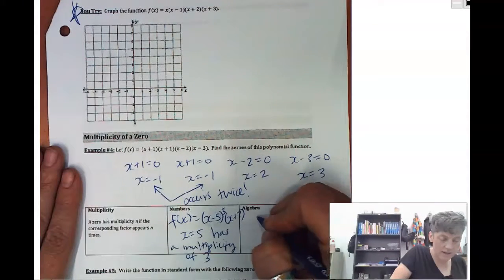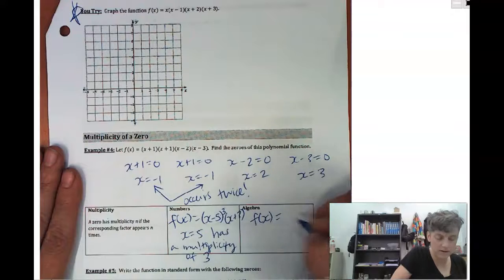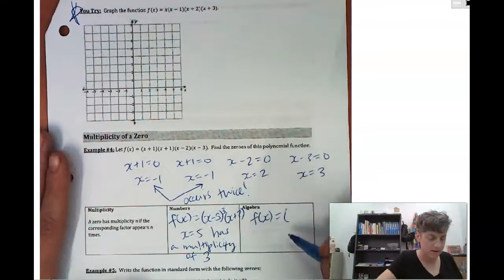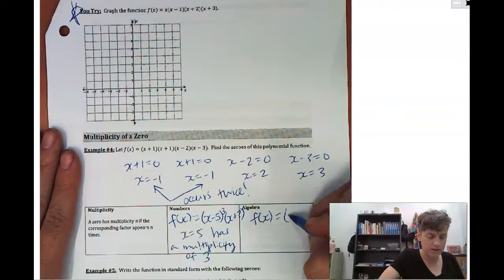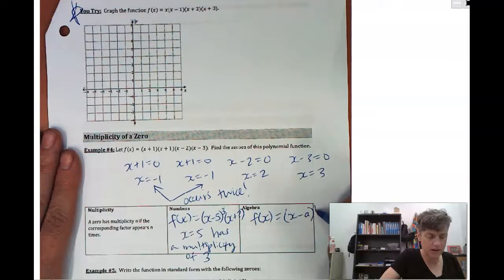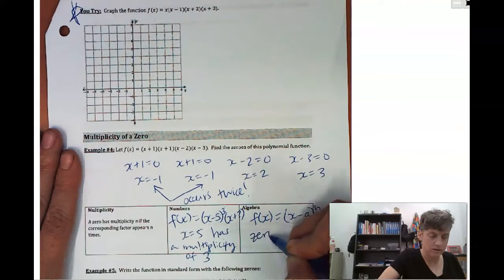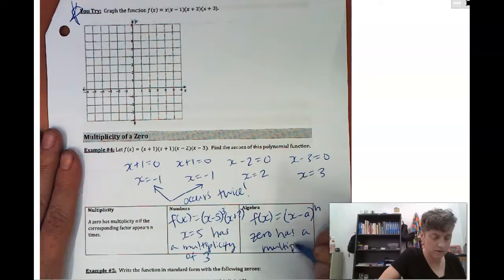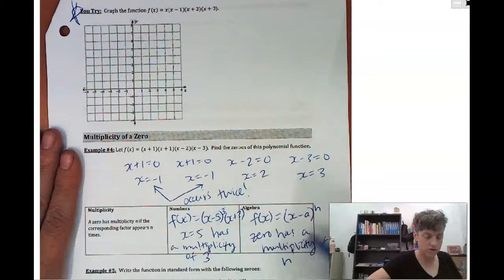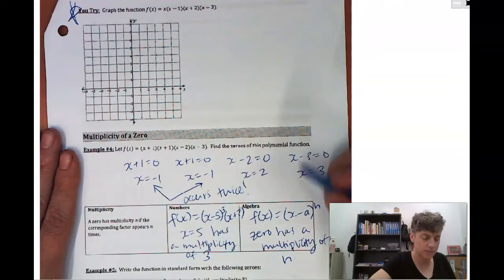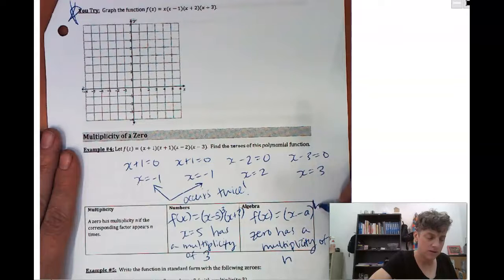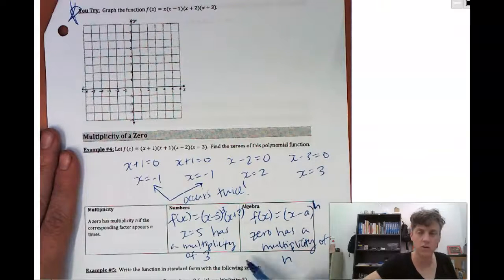Or in algebraic language here with no numbers, (x minus a) to the h, the 0 has a multiplicity of h. Whatever the exponent is. So whatever the exponent is on a factor, its corresponding 0 will have that multiplicity.